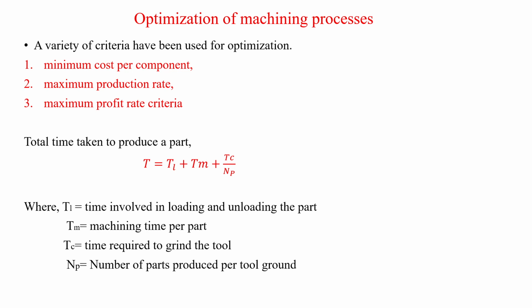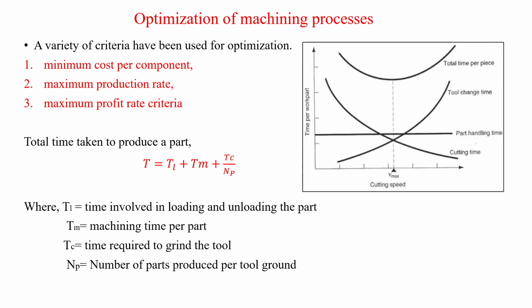See, when you are producing or manufacturing a product, total time is required. One time is to load the part. If you want to machine some part, you have to load it in some fixture on some table, that is TL. Then after loading, the tool will machine the part, that is TM. And then if you want to change or regrind the tool, that is TC. And how many parts are produced in that time is NP. This is the total time which you need to take care of while designing the optimum process parameters.